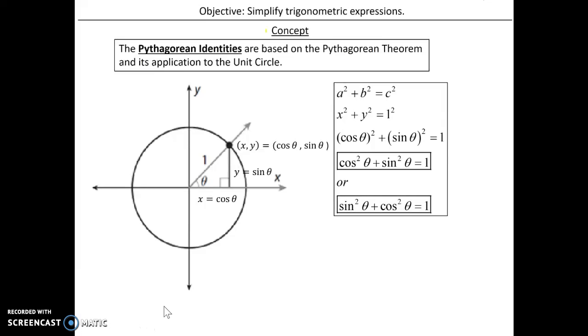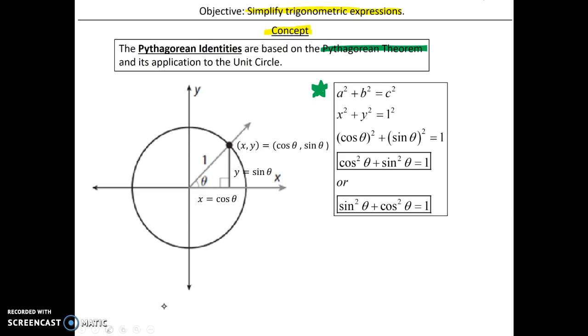Hello and welcome to this video on simplifying trigonometric expressions. This portion of the lesson is only going to focus on the concept. I want to start off talking about your prior knowledge with the Pythagorean theorem. We are aware that the Pythagorean theorem is a squared plus b squared equals c squared.